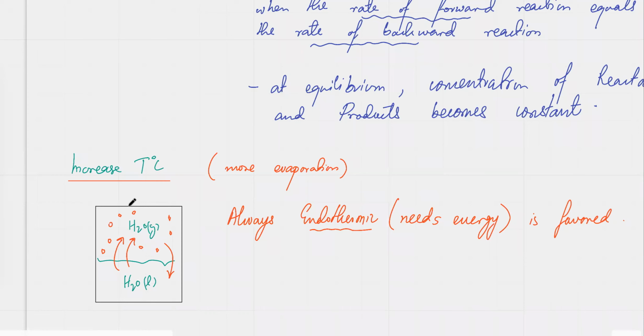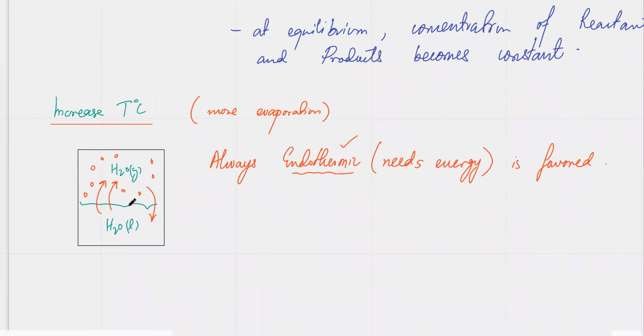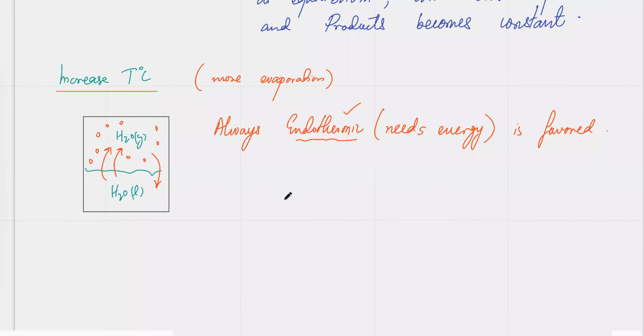Yes, sir. So now it's not going to be at equilibrium because one of the reactions would be faster compared to the other one. तो याद रखना कि जब भी आप increase करोगे ना temperature, it's always the endothermic reaction which is going to be favored. The one that needs energy. Evaporation needs energy. अच्छा, vice versa.